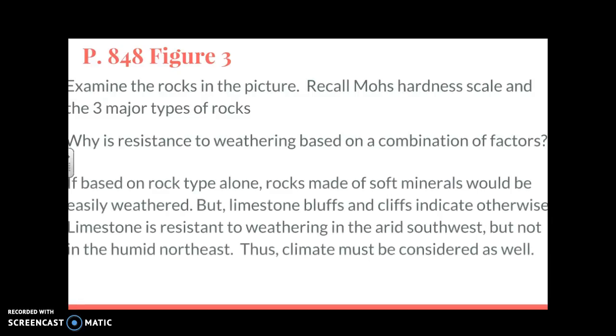Okay. If based on rock type alone, rocks made of soft minerals would be easily weathered, but limestone bluffs and cliffs indicate otherwise. Limestone is resistant to weathering in the arid southwest, but not in the humid northeast. Thus, climate must be considered as well.